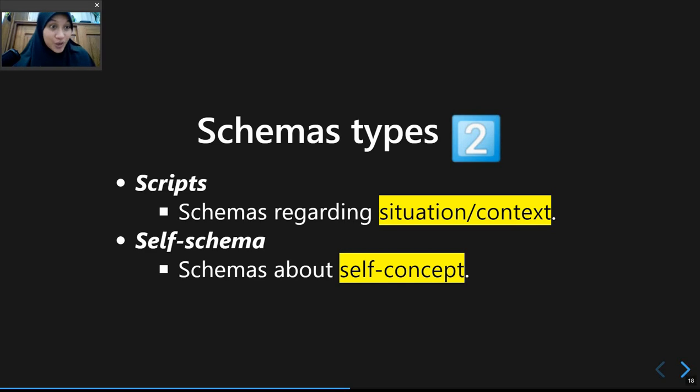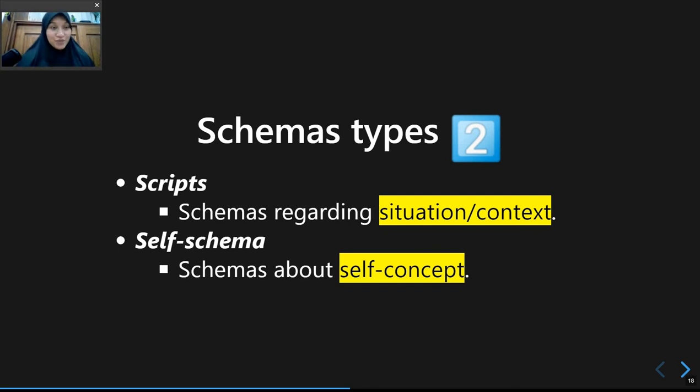And there is also scripts. It contains information about specific situations. For example, when you have scripts about a classroom, those boxes would contain a lot of information about how to behave in a classroom. But if you have a script box that contains how to behave in a mosque, for example, then it will tell you how to properly behave in a mosque when you are praying. So it contains a lot of regulation or attributes about the social context that you are in.